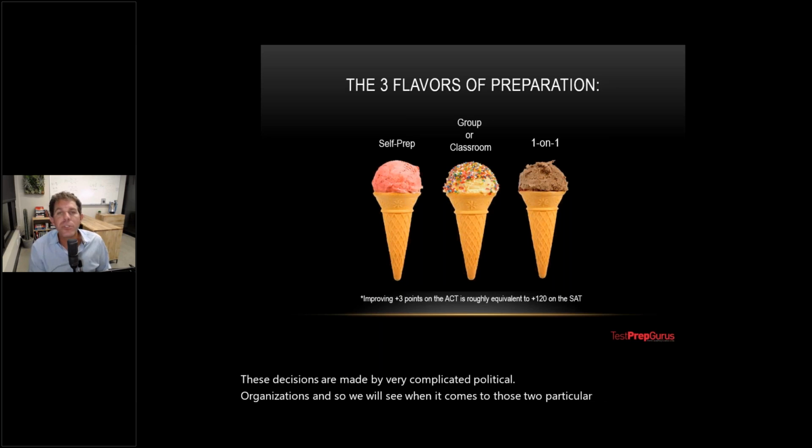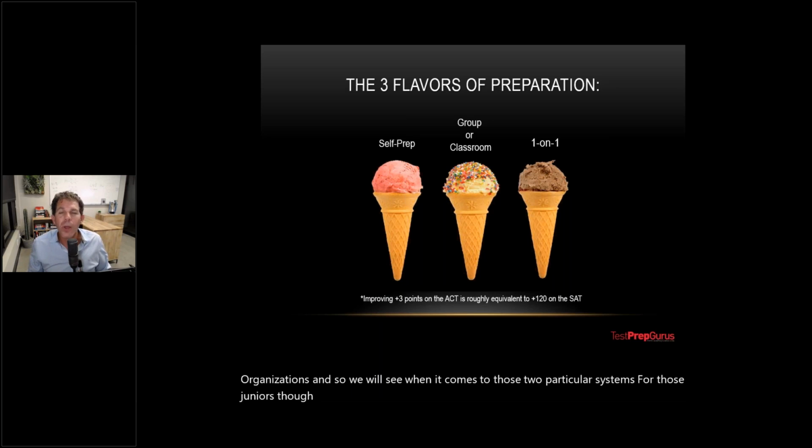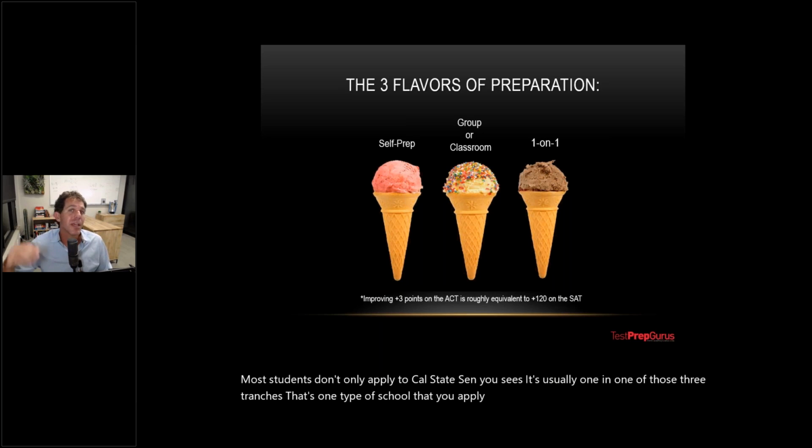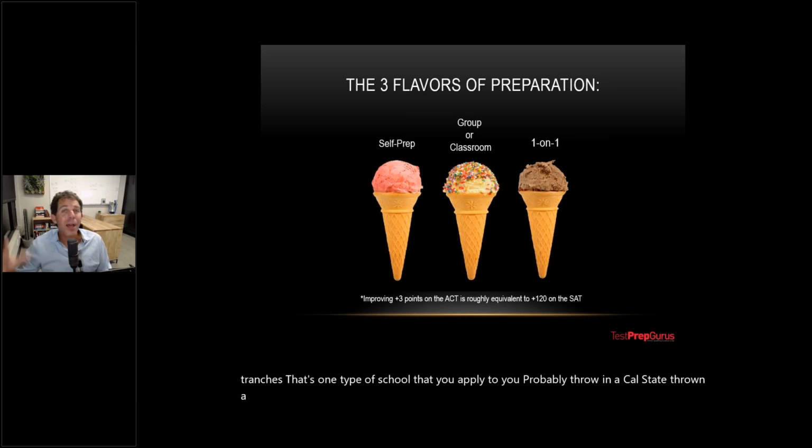For those juniors though and sophomores that are looking at this process in the bigger context, and they say, well, maybe I want to hedge my bets. Most students don't only apply to Cal States and UCs. It's usually one of those three tranches. That's one type of school that you apply to. You probably throw in a Cal State, throw in a UC or two, and then a couple of other types of schools. Again, for the majority of colleges, the SAT and the ACT will be a factor that is considered in the process.